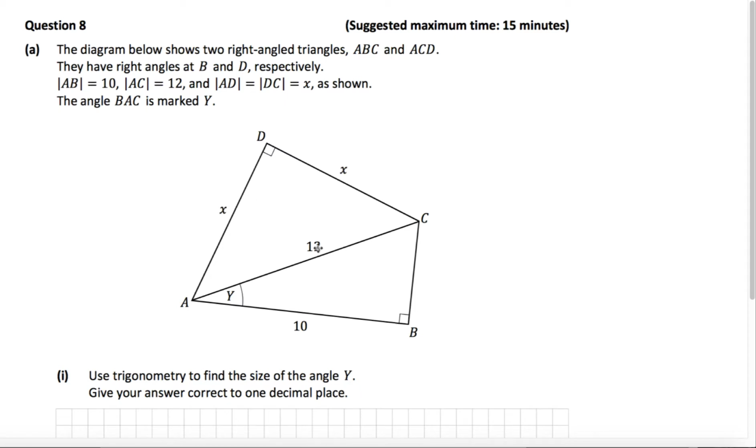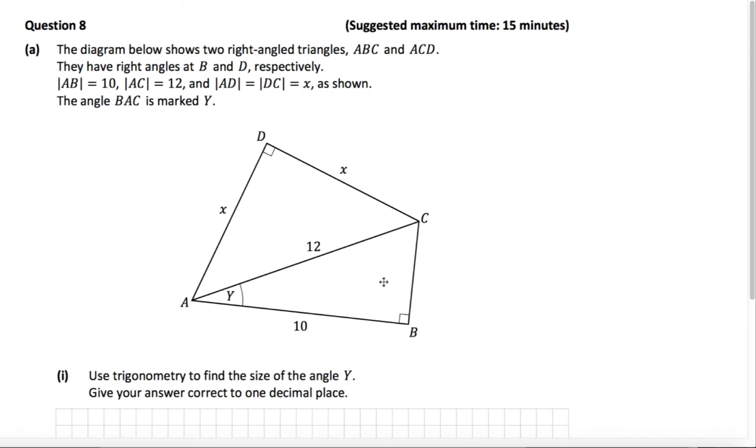Okay, so we can see all this here in the diagram, and it tells you the angle BAC is marked y. So this is here. So good idea just to confirm each of these facts here on the diagram as you're reading it. Part 1 then says, use trigonometry to find the size of the angle y. And give your answer correct to one decimal place.